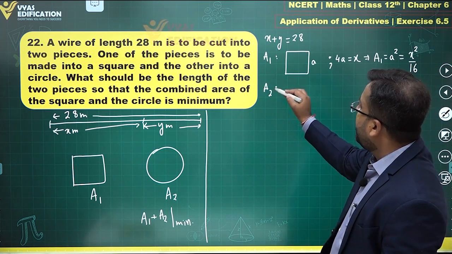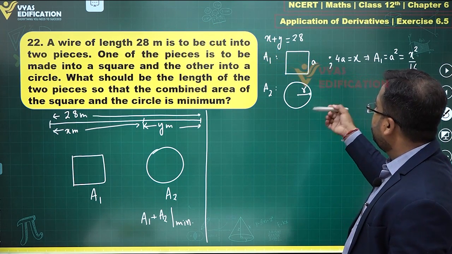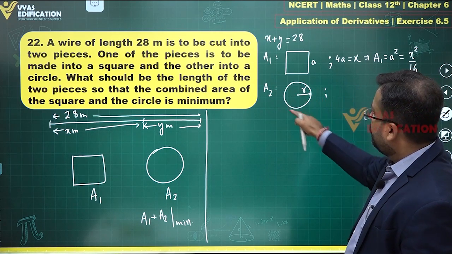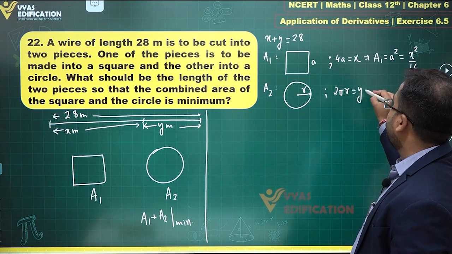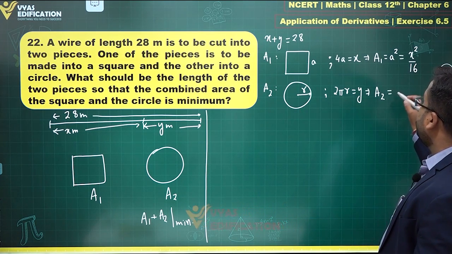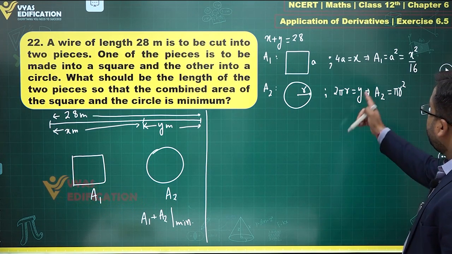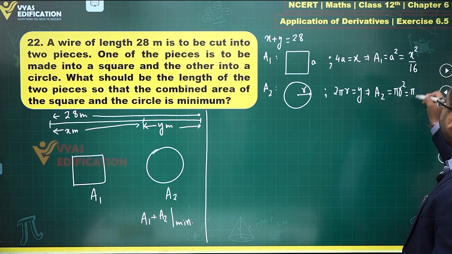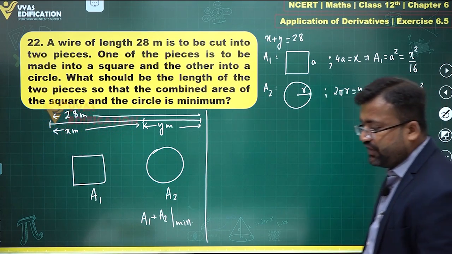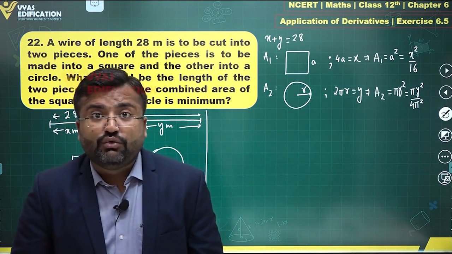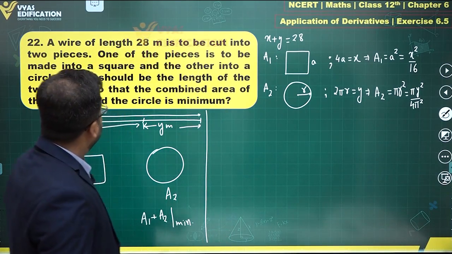For A2, we have this circle. If the radius is r, then the circumference will be equal to y. So 2 pi r is equal to y, and A2 will be equal to pi r square, which is the area of the circle. r will be y upon 2 pi. This becomes pi times y square upon 4 pi square. This is A2 for us. So we have found A1 and A2. Yes, we can add them and think of minimizing that area.